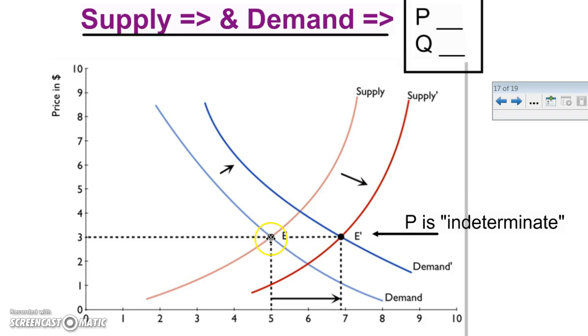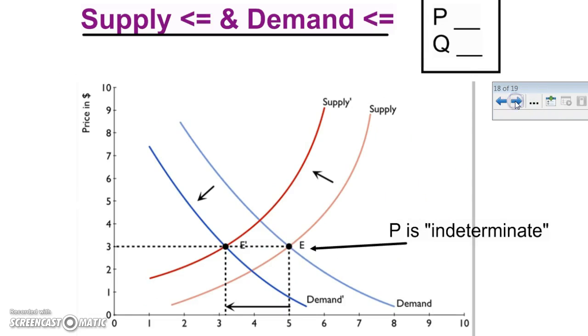It's clear there's no way we could shift those two lines and not end up with the quantity increasing, but what happens to price depends on whether supply shifts more or demand shifts more. And finally, they both decreased here, and again, the price is indeterminate.